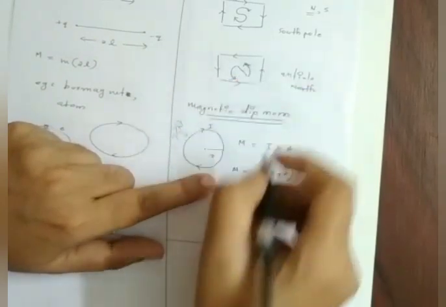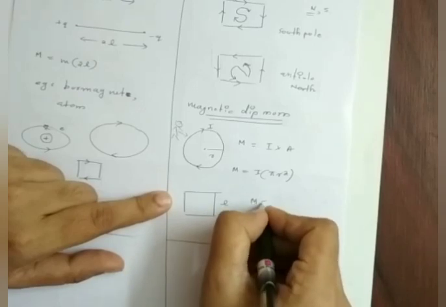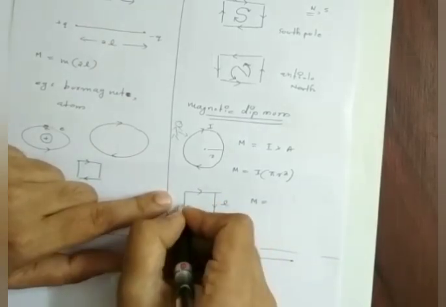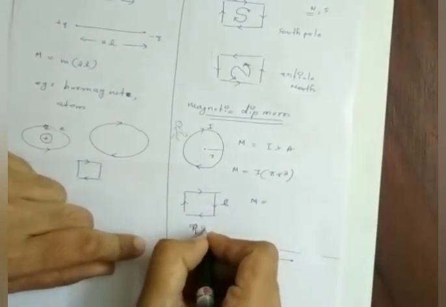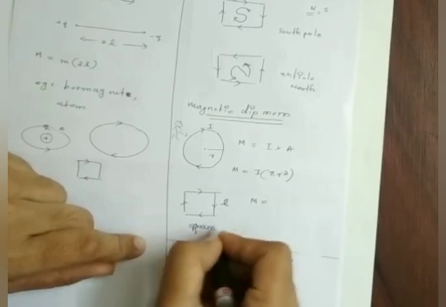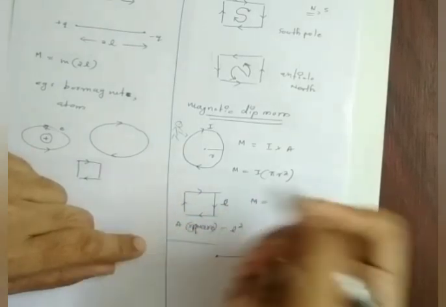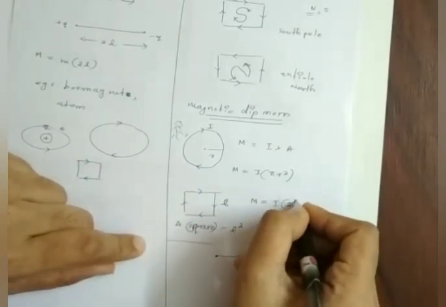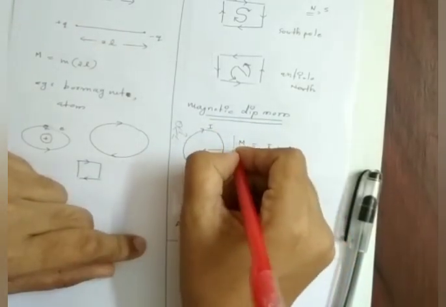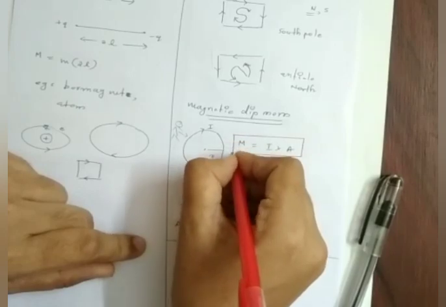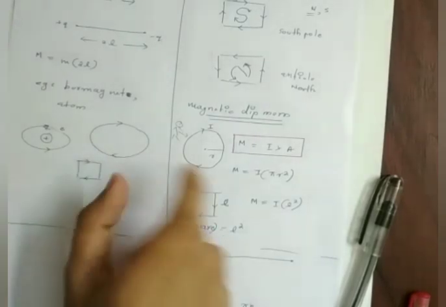Now when it comes to the square loop, if it is a square loop of side L, then what is the magnetic dipole moment? If it carries a current I and one of its sides is given by L, then what is the area of the square? The area of the square is given as L square. Then the magnetic dipole moment of the square loop carrying a current I is I into L square. As in any case, the magnetic dipole moment of a circular loop or any current carrying loop is the product of current through that loop into the area of that particular loop. So this is the introduction to the chapter magnetism.